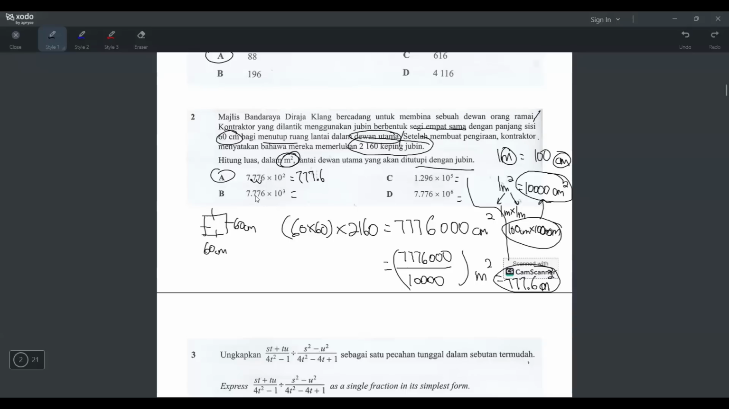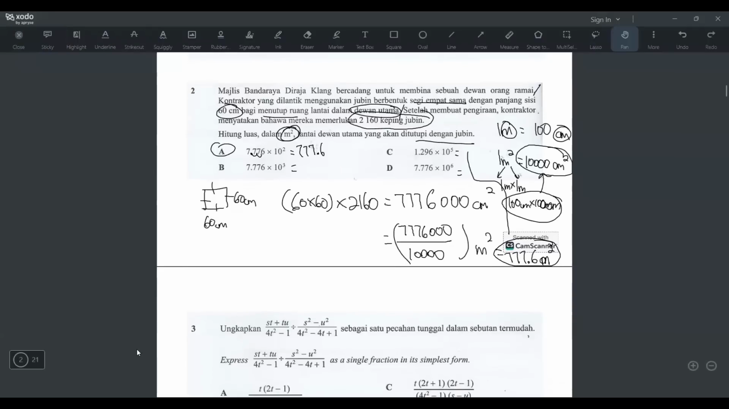B cannot, because if you times 10 power 3, you gerak kanan 3 kali, you dapat 7776. So sudah lain. And D also wrong, C also wrong. Right? So number 2 is A. Okay? Alright, hope you understand. Let's continue.